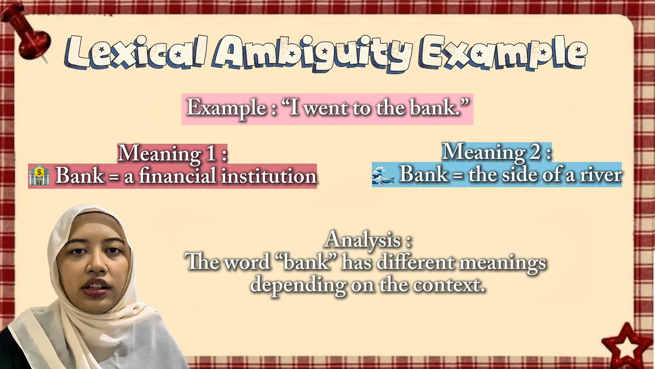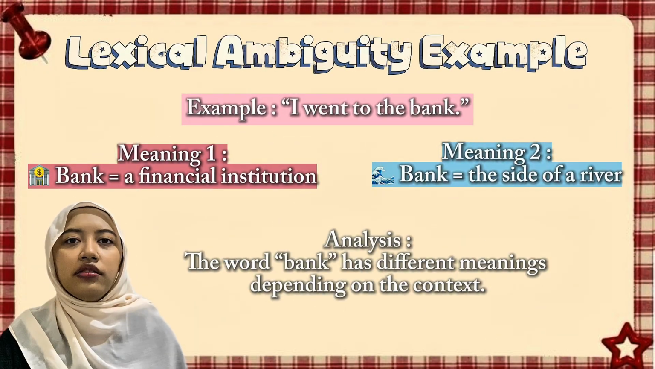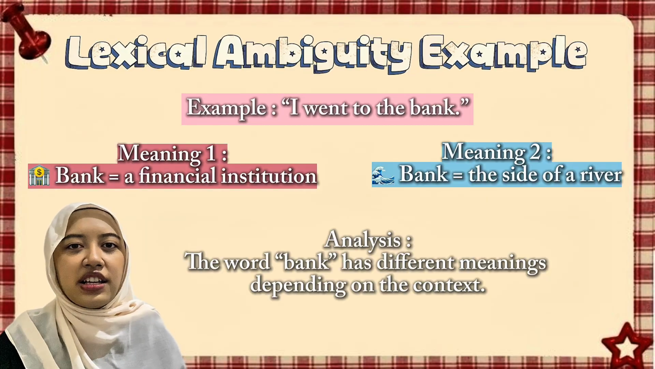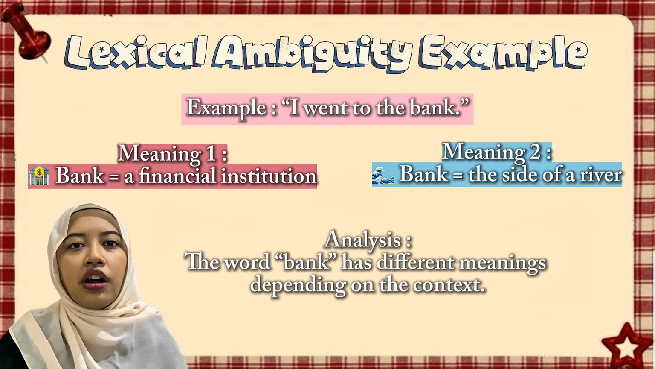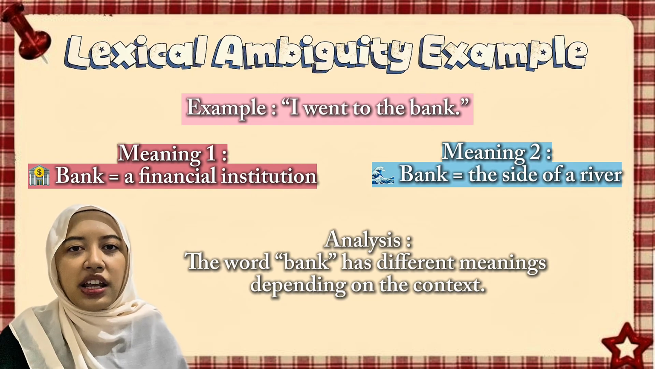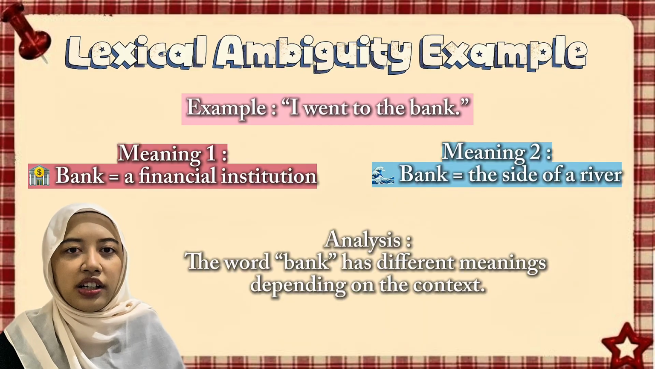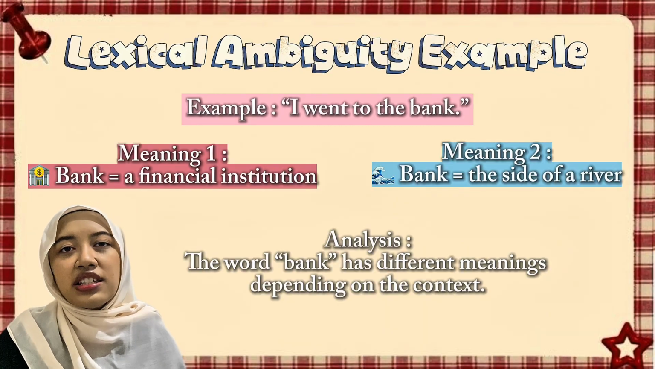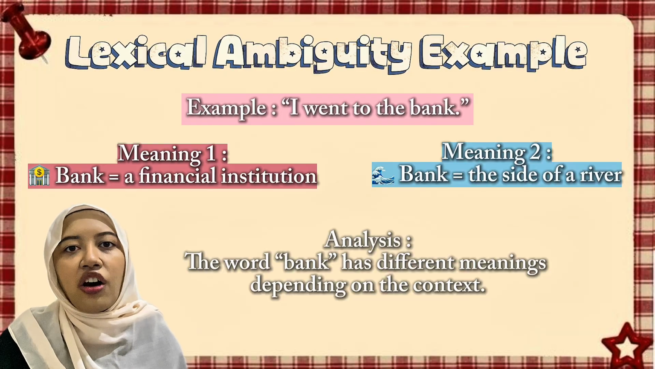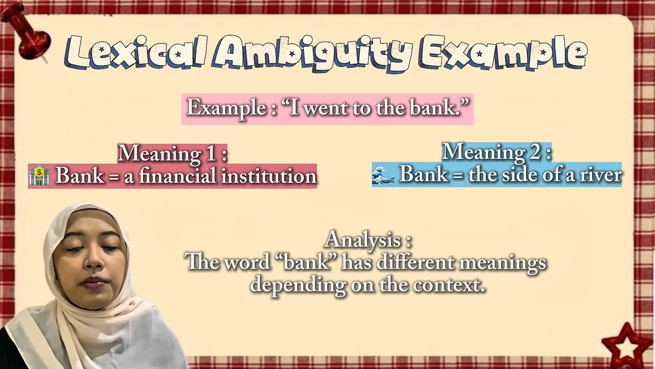For example, "I went to the bank." The word bank can have two meanings. The first meaning is a financial institution where people save or take money. The second meaning is the side of a river. So this sentence is ambiguous because we don't know what kind of bank the speaker means.